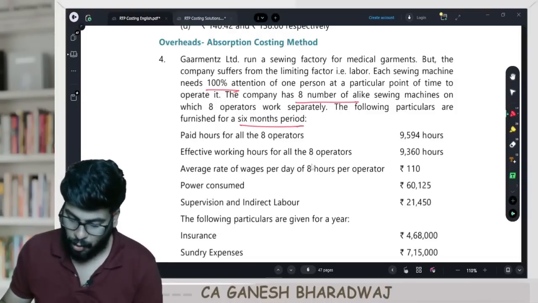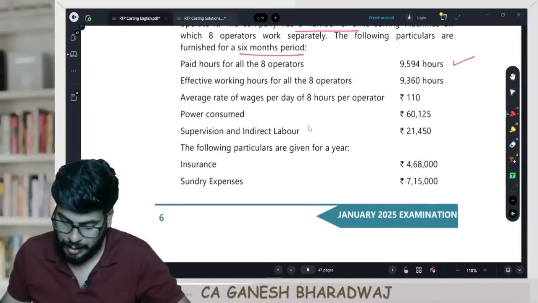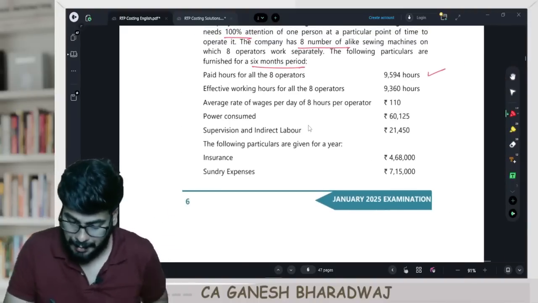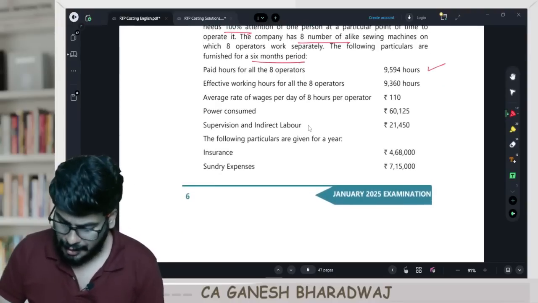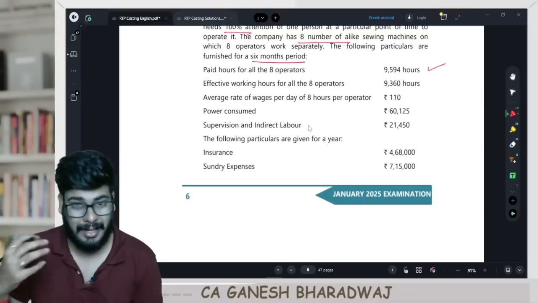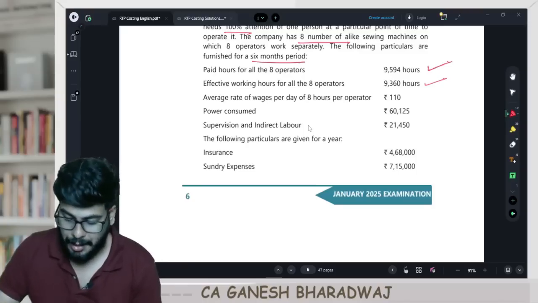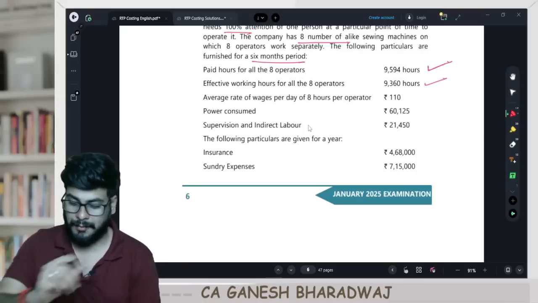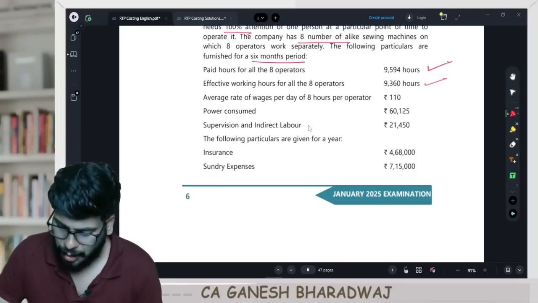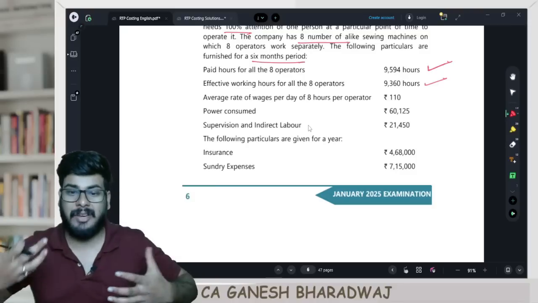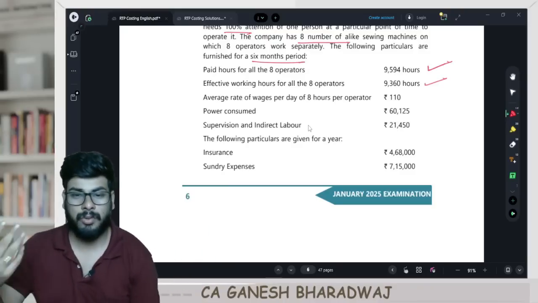Now paid hours for all the 8 operators is going to be 9594 hours. So this is going to be the total paid hours, the hours for which I am paying them, right? The effective working hours for all the 8 operators is going to be how much? 9360. So the total hours for which I am paying is 9594. This is for all the 8 operators put together. But out of this, they effectively work for how many hours? 9360. So only for the effective hours for which they are working, the machines will be running. Are you clear with this?